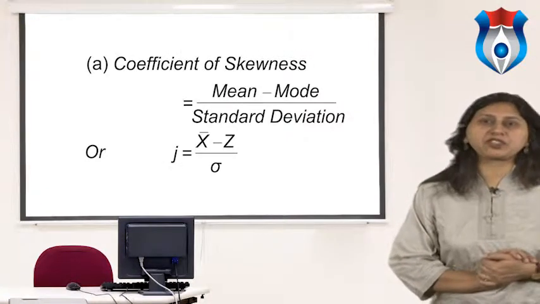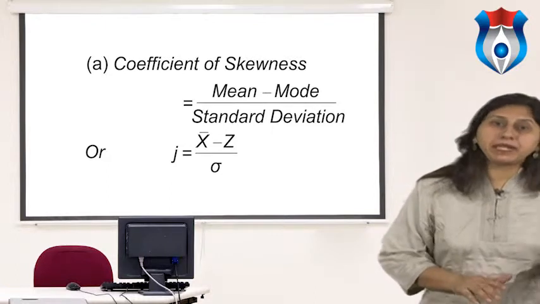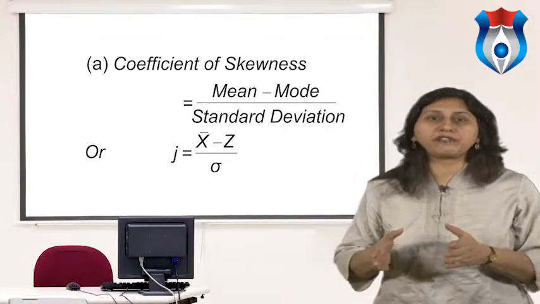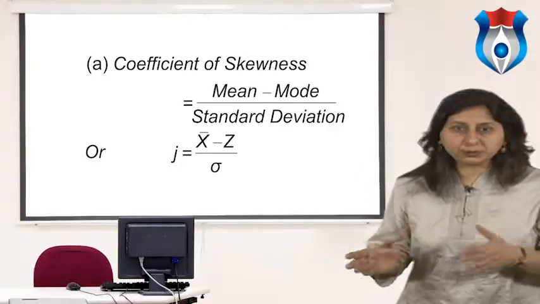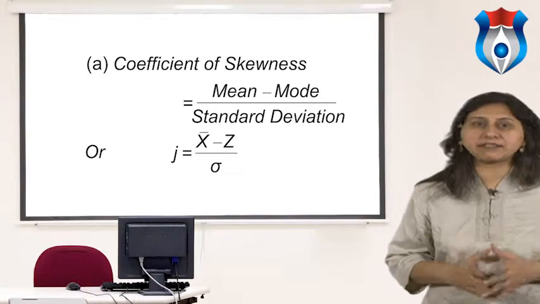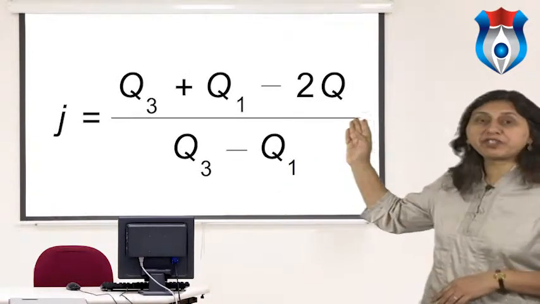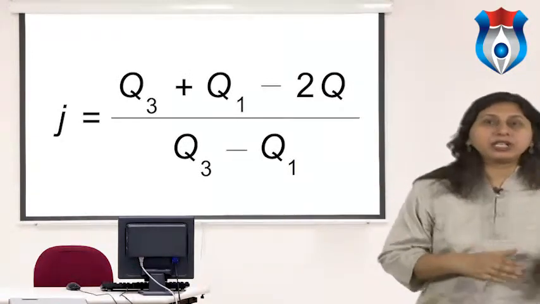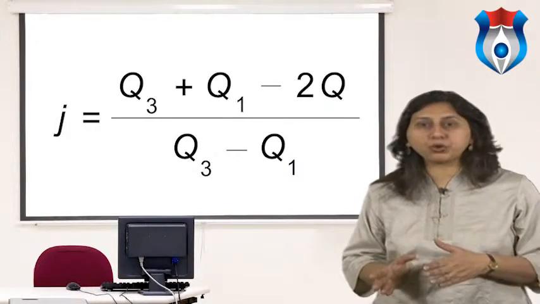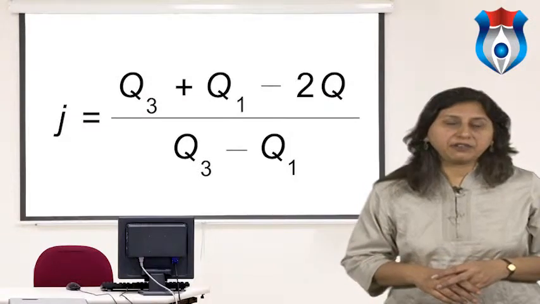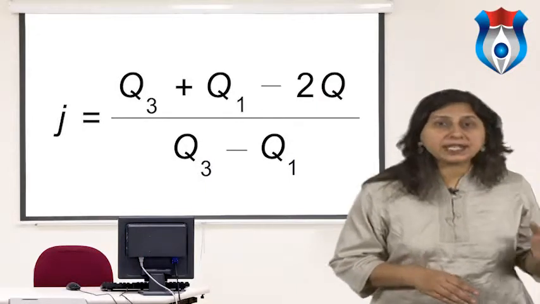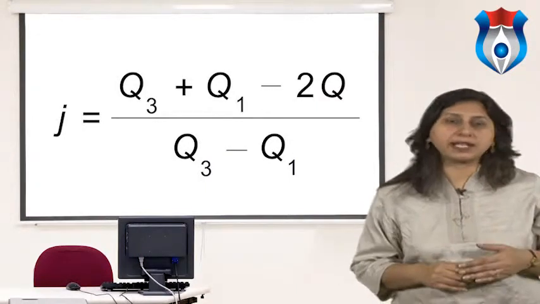Karl Pearson's coefficient of skewness is given by (mean minus mode) over standard deviation, where J is equal to coefficient of skewness, Z is equal to mode, X bar is equal to mean and sigma is equal to standard deviation. Bowley's coefficient of skewness is given by (third quartile plus first quartile minus twice median) over (third quartile minus first quartile), where Q3 is equal to third quartile, upper quartile, Q1 is equal to first quartile, lower quartile, M is equal to median.